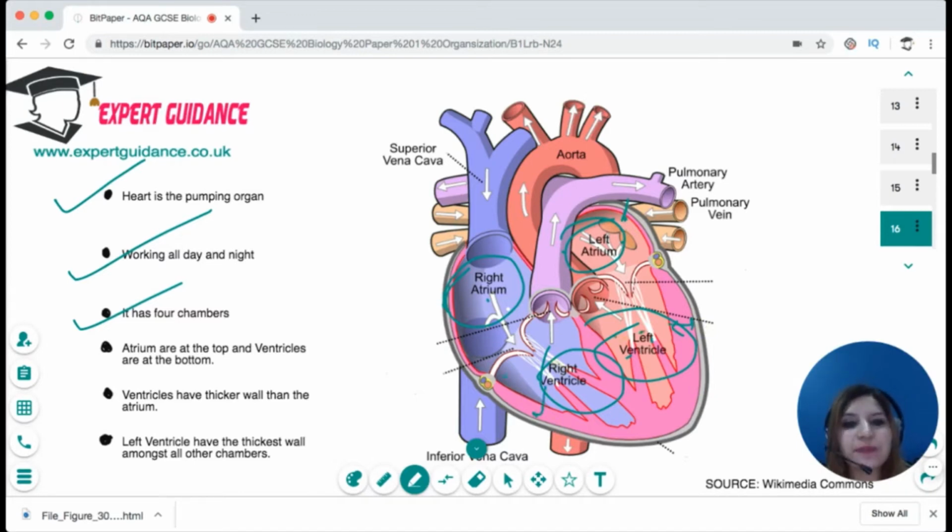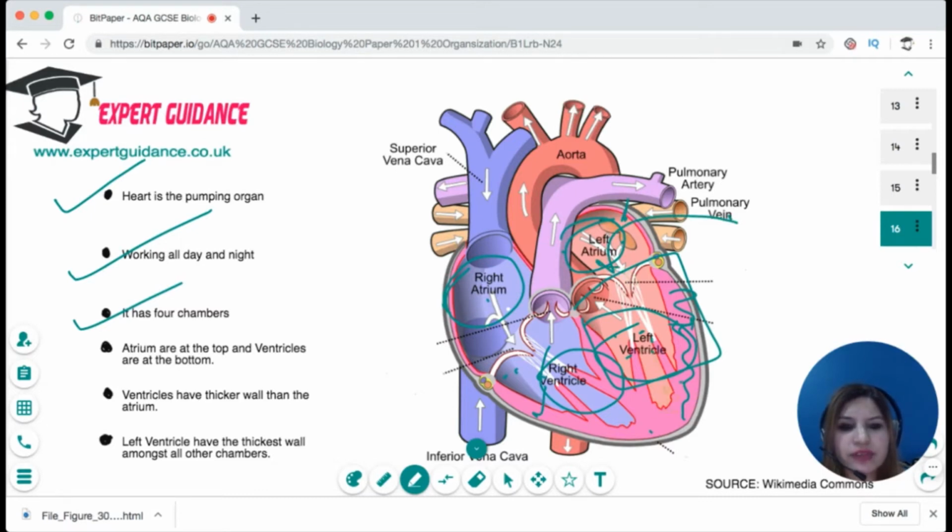And as compared to the left ventricle and right ventricle, the left ventricle has to send the blood to all parts of the body. So it has to send the blood at a very high pressure. So it has the thickest wall. Okay, and then the left atrium receives the blood from the pulmonary vein. It goes to the left ventricle.